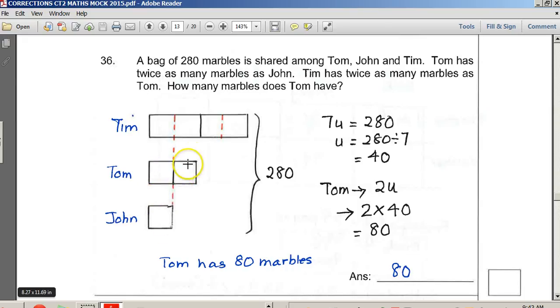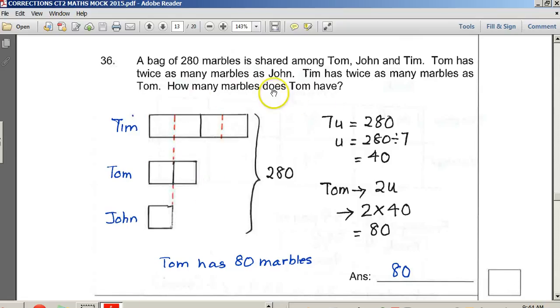This is 2 times, but when Tim compares to Tom, this is 1 time, and for Tim over here is 2 times, 1, 2. These 2 boxes added together become 1 unit, which is 1 time, and this is 2 times, 1, 2. This is how you should draw it. Now let me take off the lines and let's continue.